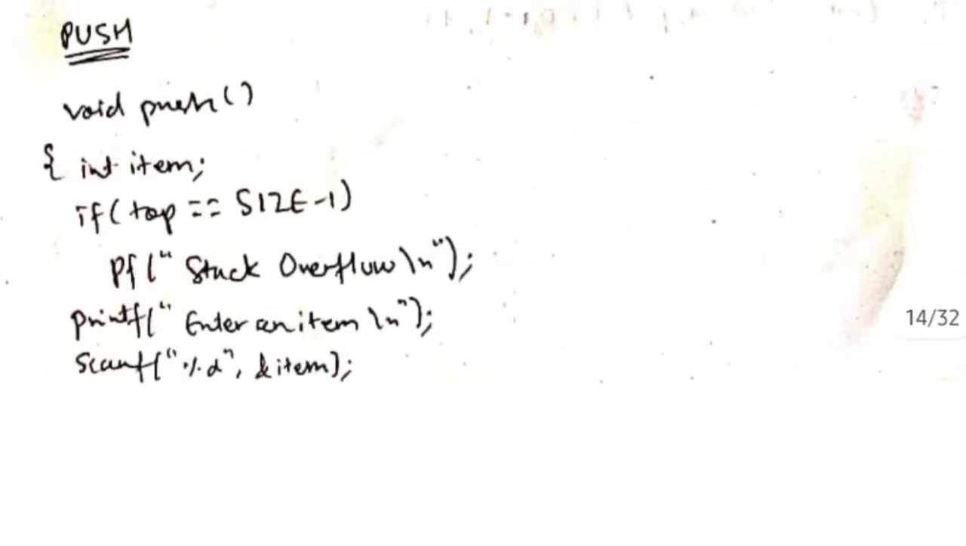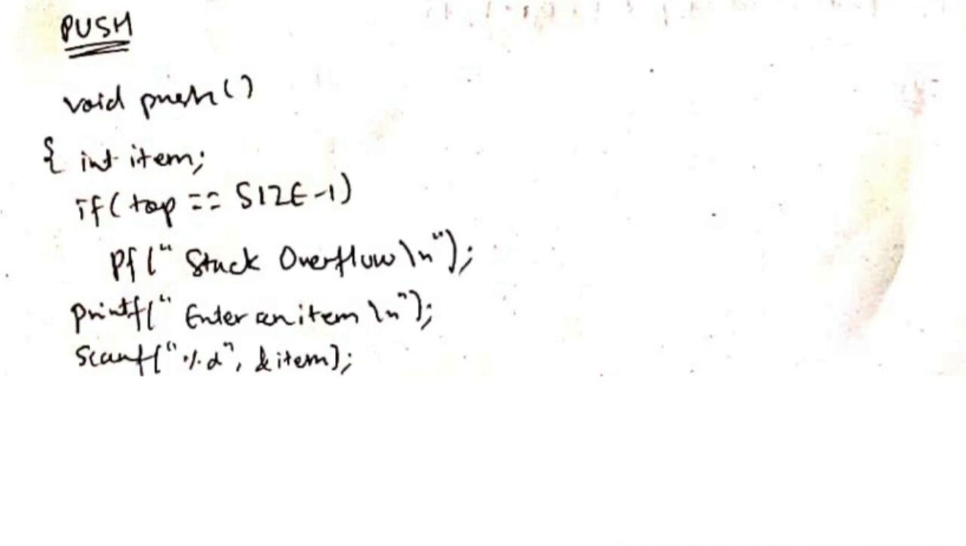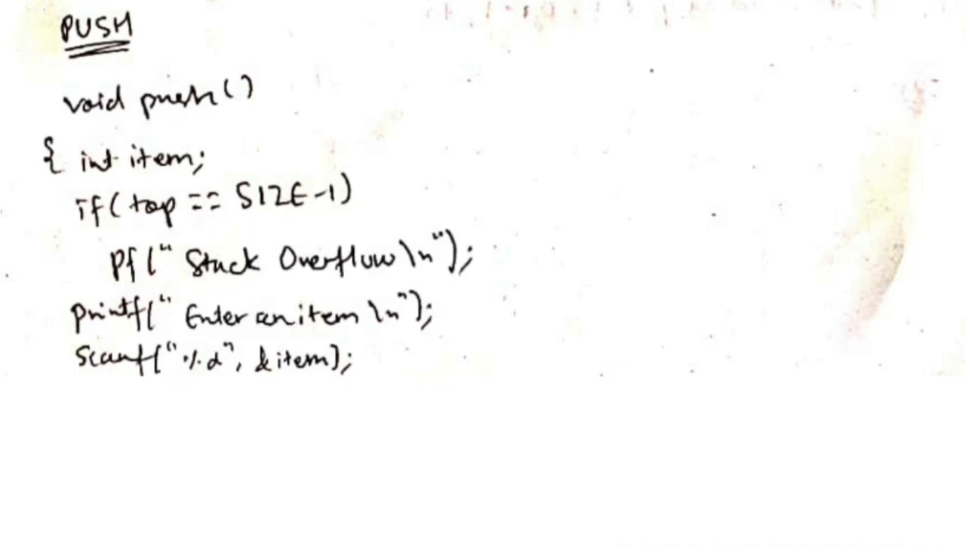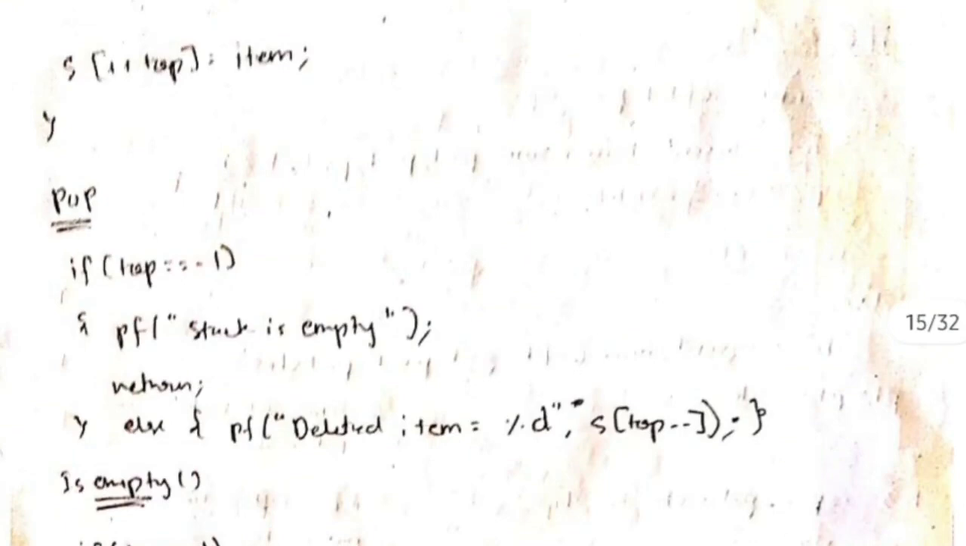So the C program is for push. First you will check if top is equal to size minus 1. That means if this is a stack, size minus 1 will give the top element. If the top element is stored here, that means the stack is full, so it will printf stack overflow. In case the stack is not full, at that time we will take an item by using scanf and we will insert it into the empty space. Okay, that's a push operation.